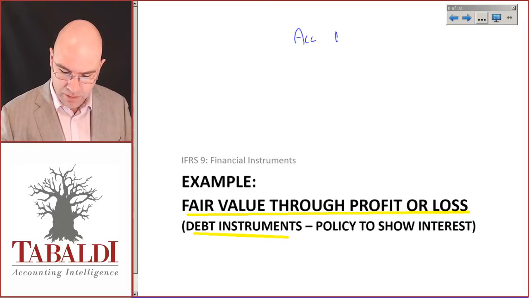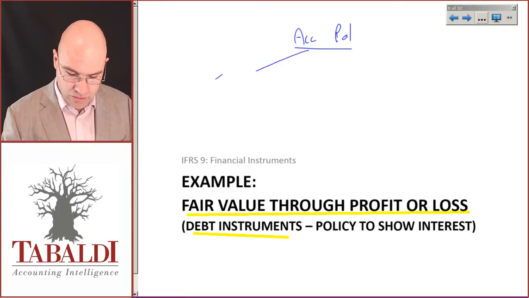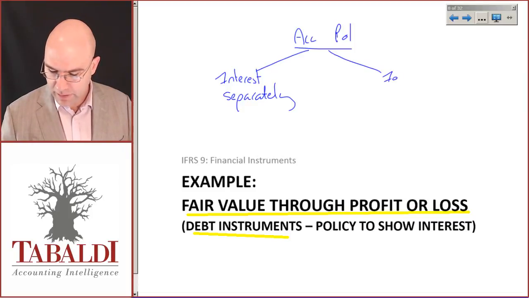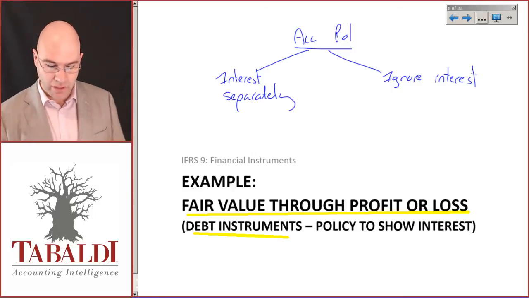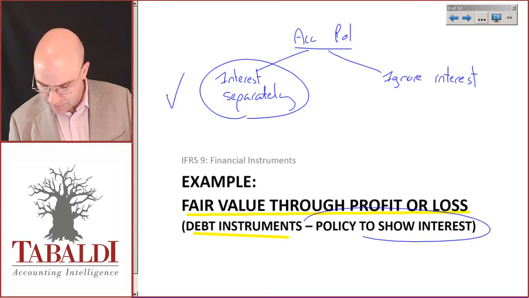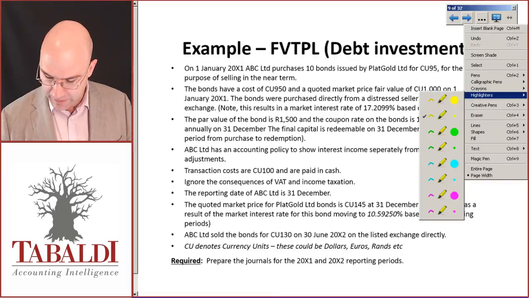So the accounting policy choice is either to show the interest separately from the fair value adjustments, or to ignore the interest and only do fair value adjustments. So I'm going to do two videos. What we're going to deal with is we're going to show the interest separately in this example. So let's run through this quite nice and quickly.